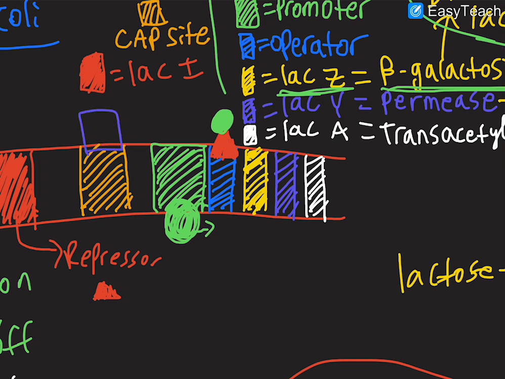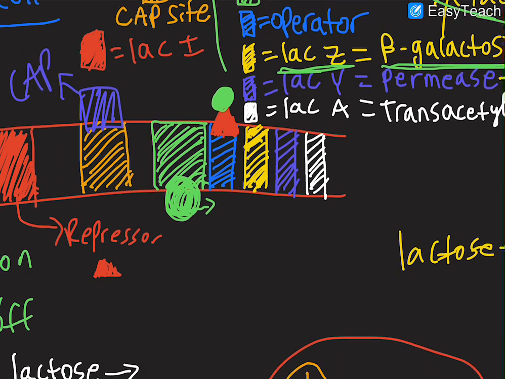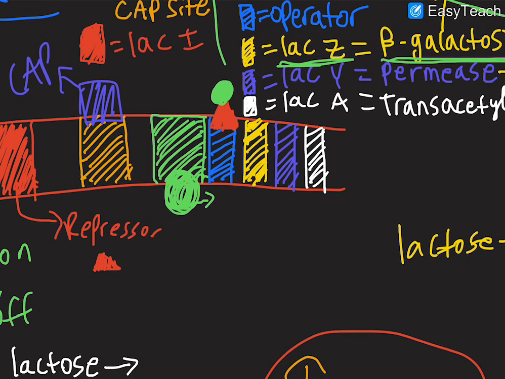So this cap protein, right? Let's say this is a cap protein, okay? This cap protein binds to the cap site, and this helps RNA polymerase to transcribe these genes. So again, if cap proteins bind to the cap site, this helps RNA polymerase transcribe these genes, okay? So the Lac operon is expressed when cap proteins bind the cap site.